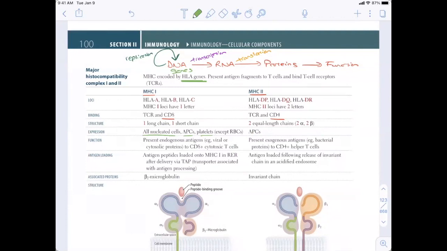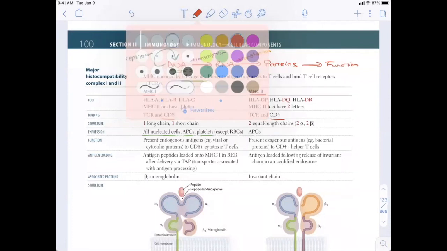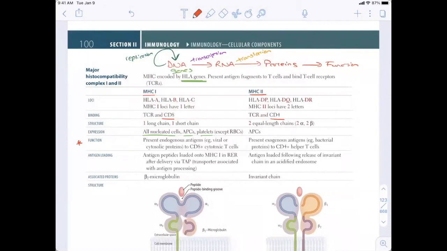And now here's the most important part, the function. So follow me closely on this because these words mean a lot. Your MHC1 is for endogenous antigens. Endogenous means they're from the inside. These are antigens from inside of the cell. So these are either antigens that have been made by viruses, or proteins on the inside of the cell, which is what viruses do.